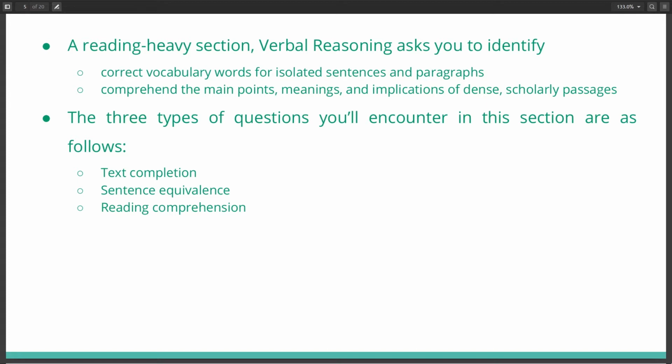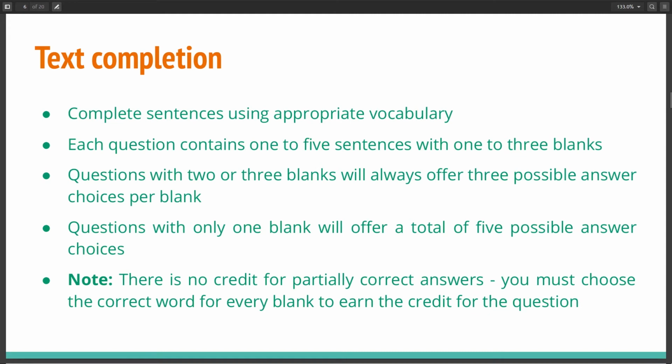So the verbal reasoning section is composed of three question types: text completion, sentence equivalence, and reading comprehension. Okay, so let's first talk about the text completion question type. This question type asks you to complete the sentences using appropriate vocabulary. And each question will contain 1 to 5 sentences and 1 to 3 blanks in the sentences.